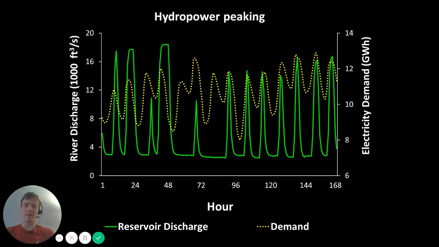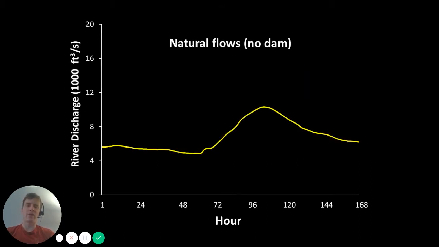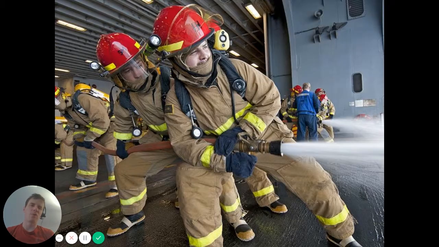And so this is in stark contrast to what natural stream flow patterns would look like in a river if no dam were present. So if you're a fish or a macroinvertebrate, it's a little bit like living downstream of a fire hose that's being turned on and off, which most organisms have not evolved to be successful under.